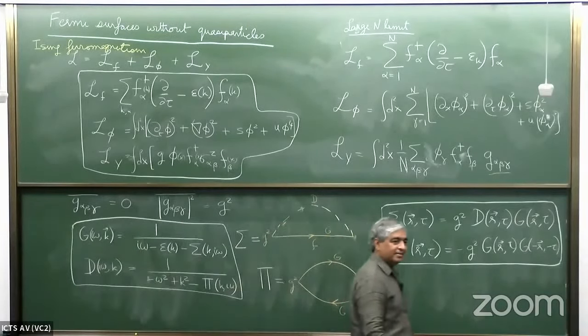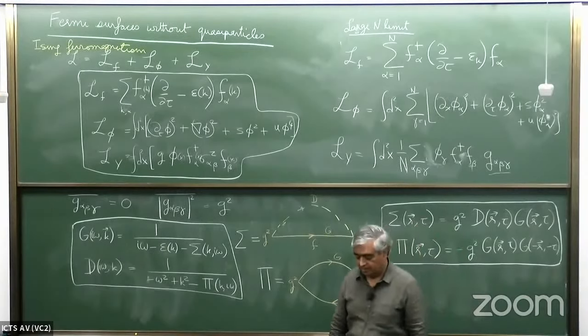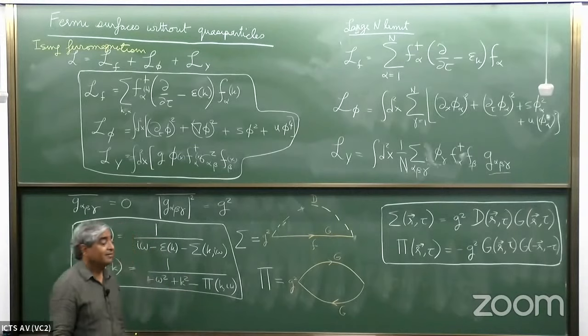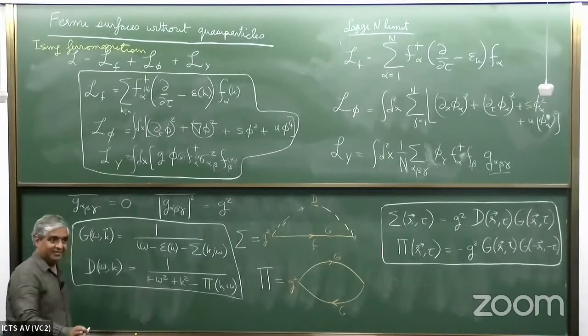One question. Where did the information about the finite density of states go into this? The finite what? The density of states, the finite density of states of the fermions. Not yet, not yet. I'm coming to that.